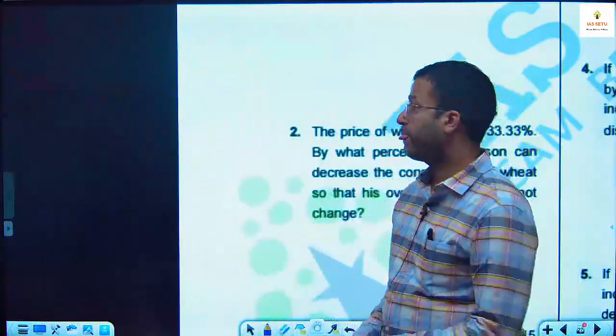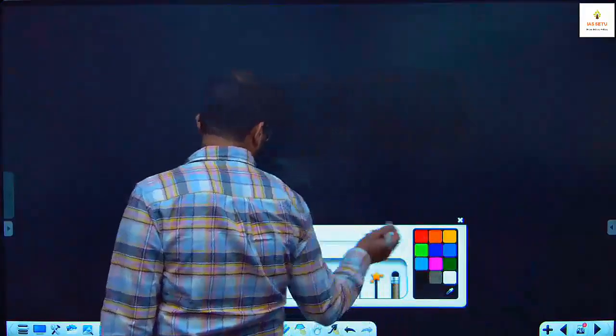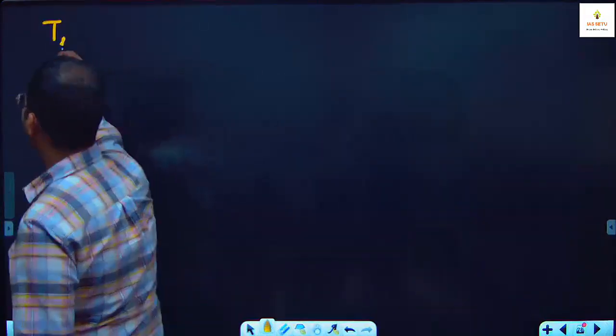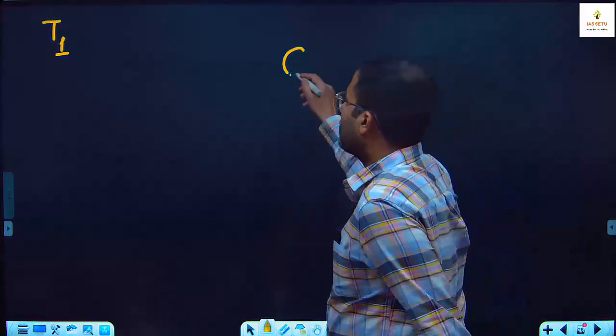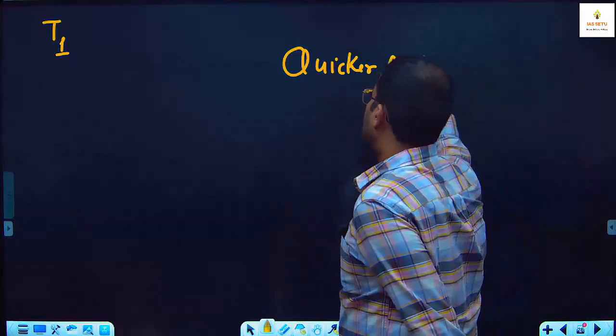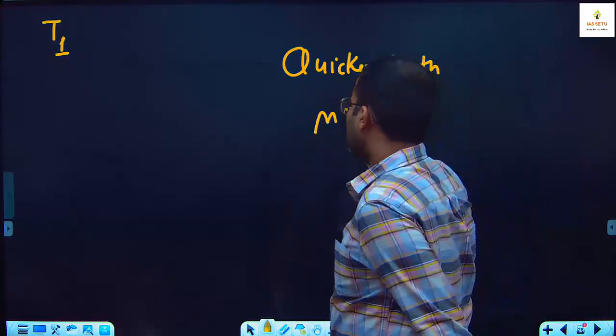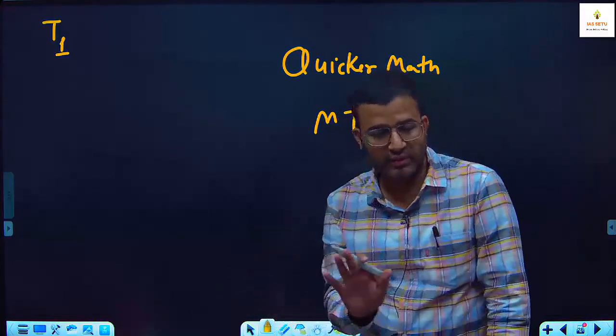Now here, type 1. Under this type 1, I will discuss 6-7 different questions. I tell you, there is one book with the name Quicker Math. Author name is M. Tyra. खरीदनी नहीं है, ठीक है, मत लिखो.